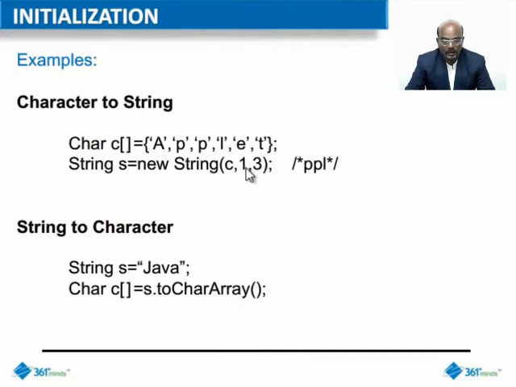Now the index of the first character A is 0, P is 1, the next P is 2, and L is 3. Therefore 0, 1 to 3 characters will be printed, which will be PPL as given on the side.